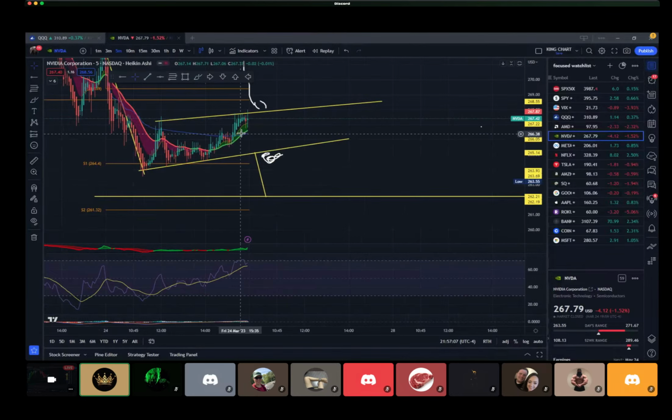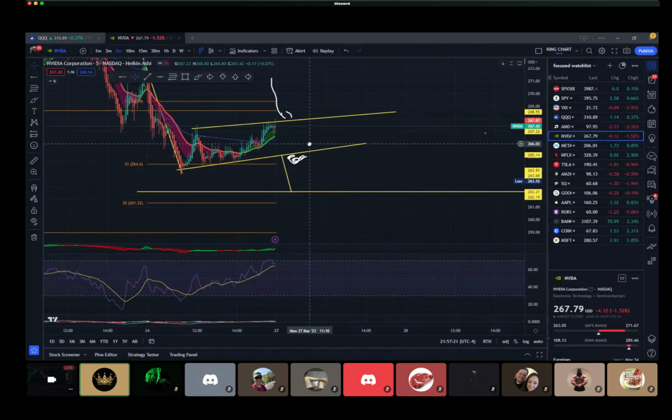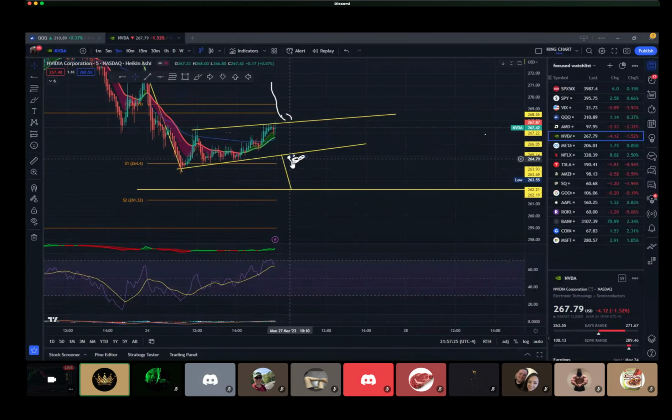And I always look at where VWAP is. So VWAP is right here at about 266.51. For me, if we break below that, that would be a very bearish move. I would be like, oh man, puts are the way to go as soon as it breaks. But I'm not gonna get in early. I'm gonna get it over here.